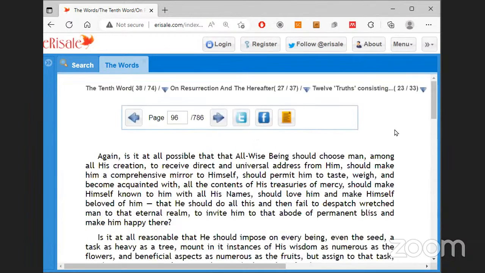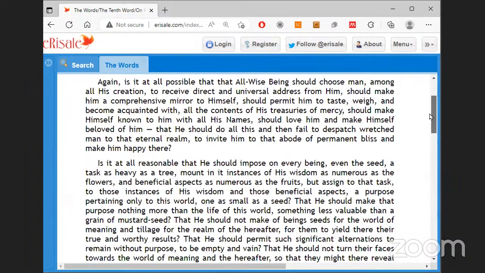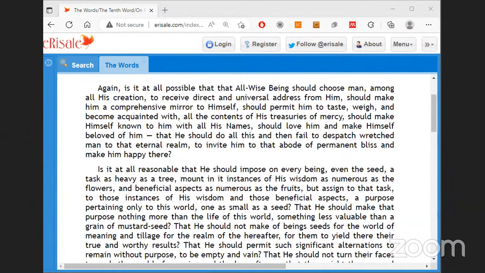Again, is it at all possible that the All-Wise Being should choose man among all his creation to receive direct and universal address from him, should make him a comprehensive mirror to himself, should permit him to taste, weigh, and become acquainted with all the contents of his treasuries of mercy, should make himself known to him with all his names, should love him and make himself beloved of him, that he should do all this and then fail to dispatch wretched man to that eternal realm, to invite him to that abode of permanent bliss and make him happy there?